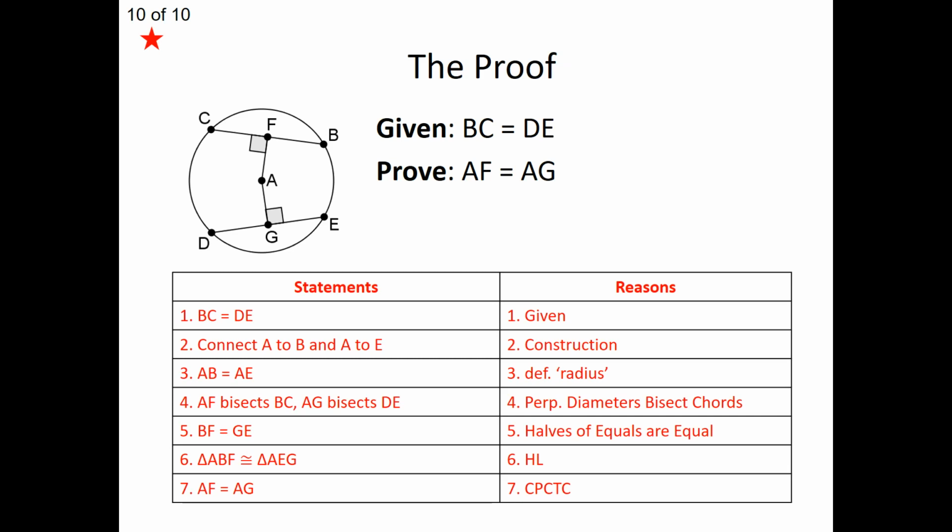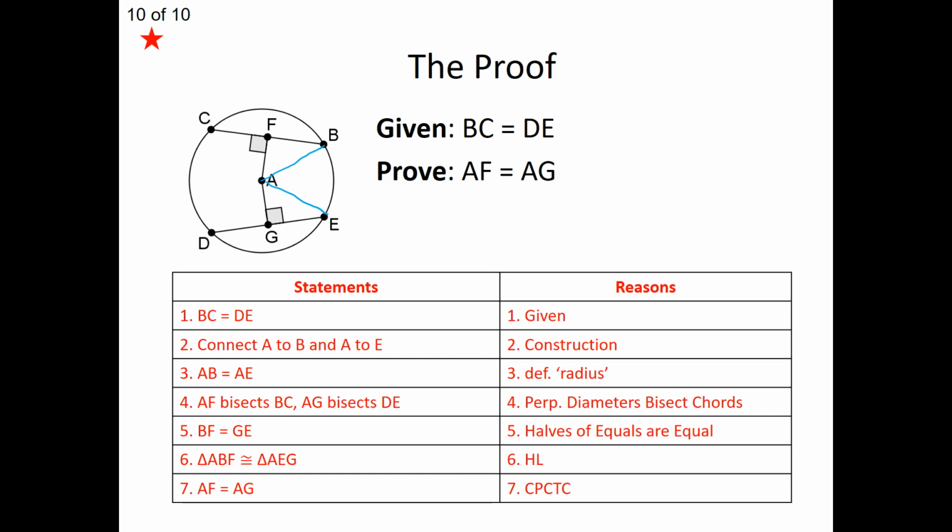We'll see, because AF is really part of a diameter and it's perpendicular to a chord, we know something more about point F and point G here in just a moment. Now, where we begin in our proof is actually with another construction. We are simply going to take point A, our center, and connect it to point B, and connect point A also to point E as well. Let me redo that one.